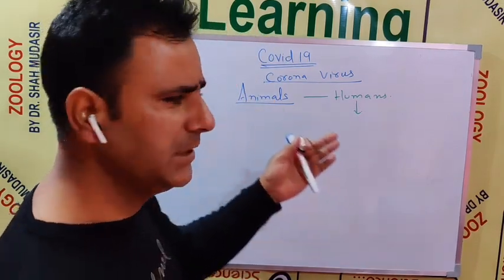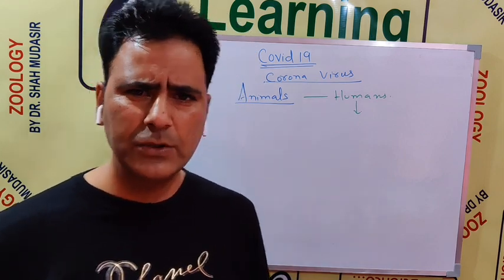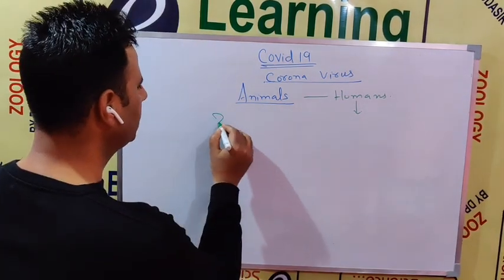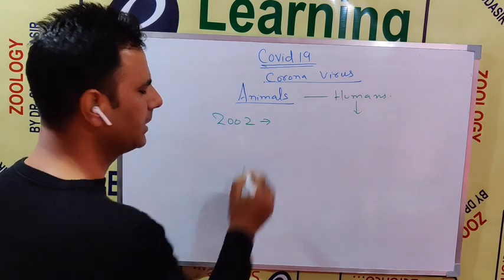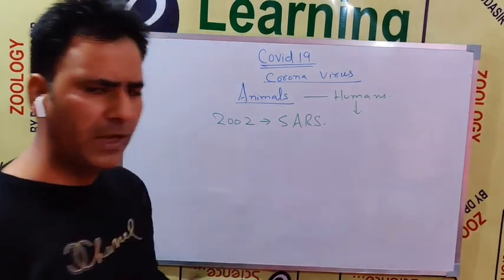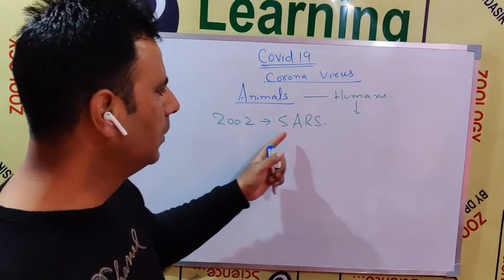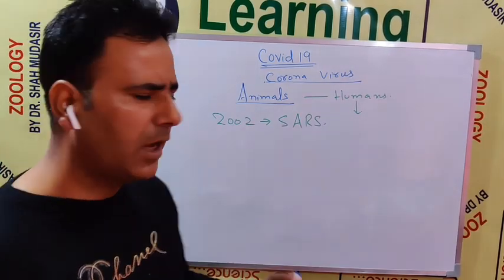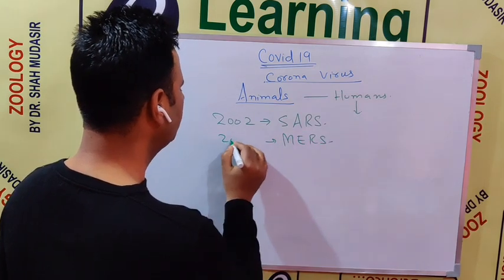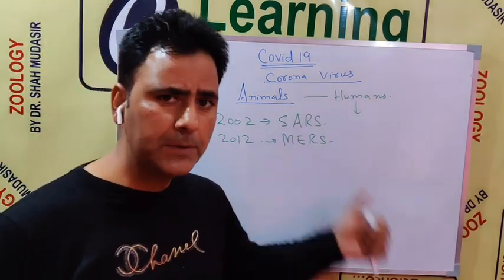We have witnessed these coronavirus diseases for the past 2 decades. The first coronavirus infection was in the year 2002, which we call SARS, severe acute respiratory syndrome. The second we call Middle East respiratory syndrome, witnessed in the year 2012, again a corona type infection of the respiratory tract.